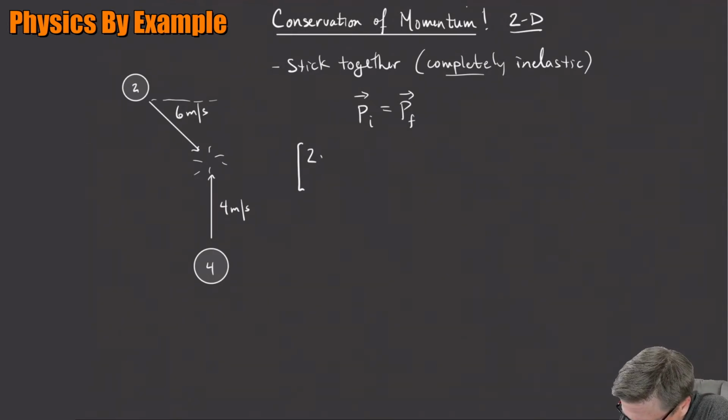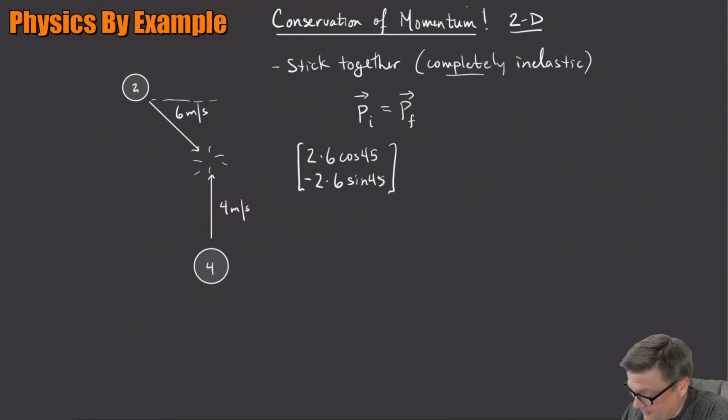So that's going to be 2 times 6 cosine 45. There's the x component. And then the y component is going to be negative, isn't it? Because it's going sort of down and to the right. So minus 2 times 6 sine 45. Okay, that's one mass. And now I got to do the other one. It's not doing anything in the x, so it's going to be 0. And then in the y direction, it's going to be 4 times 4 meters per second. Oh, well, that's going to be easy. That's going to be 16.